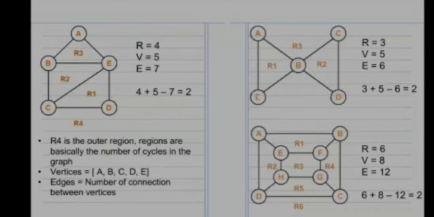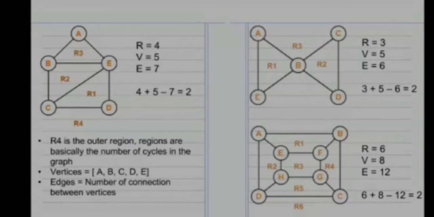Then moving on to the next example, we again have 3 regions: R1, which is triangle ABC, R2, which is triangle CDB, and the outermost region, which consists of all the other regions. So we have a total of 3 regions. Moving on, we have a total of 5 vertices, which include A, B, C, D, and E. And the total number of edges is 6. And again, when we apply Euler's formula, we get 3 regions plus 5 vertices minus 6 edges gives us 2. So again, Euler's formula is proved to be true.